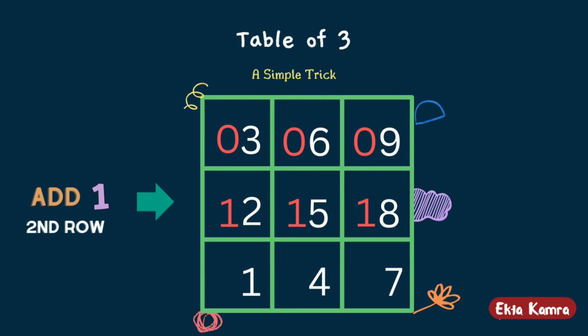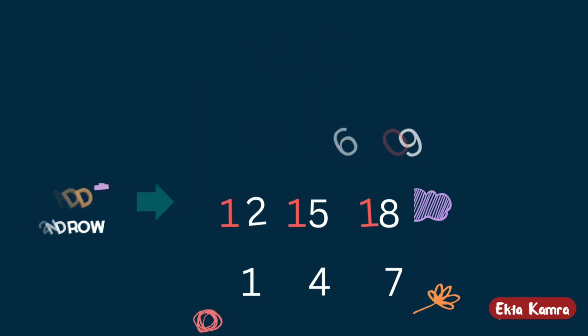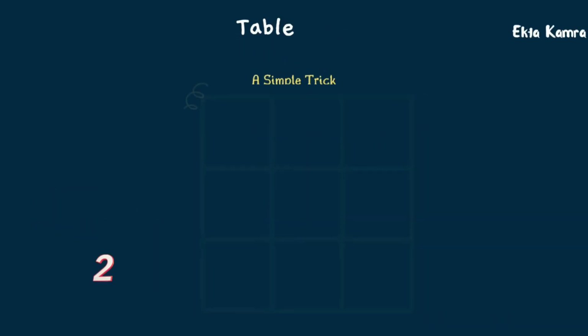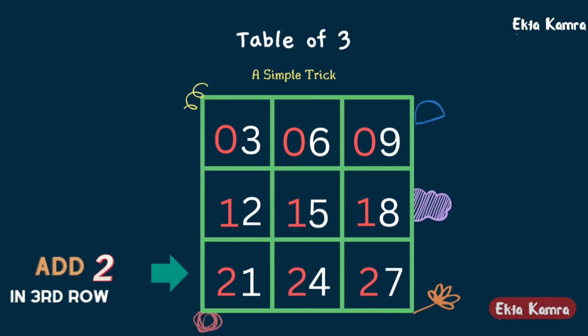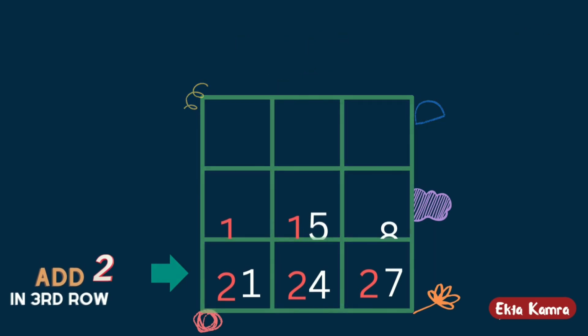Add number 1 before 2, 5 and 8. So the numbers have become 12, 15 and 18. Move to the third row. In third row, we will add number 2 before number 1, 4 and 7. So the numbers we get are 21, 24 and 27.